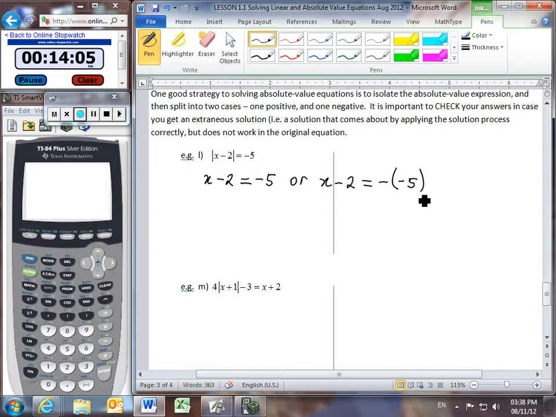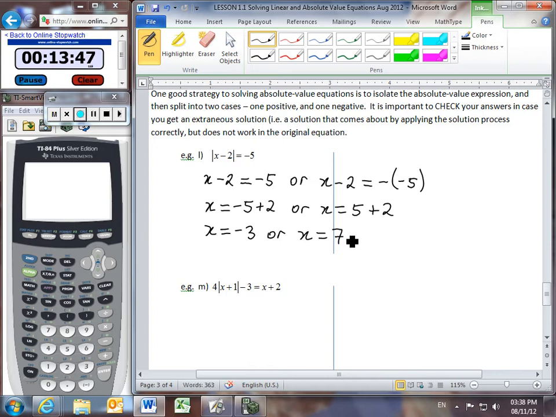And now I can quickly isolate our x. X is equal to negative 5 plus 2, or x is equal to positive 5 plus 2. And so x is equal to negative 3, or x is equal to 7.